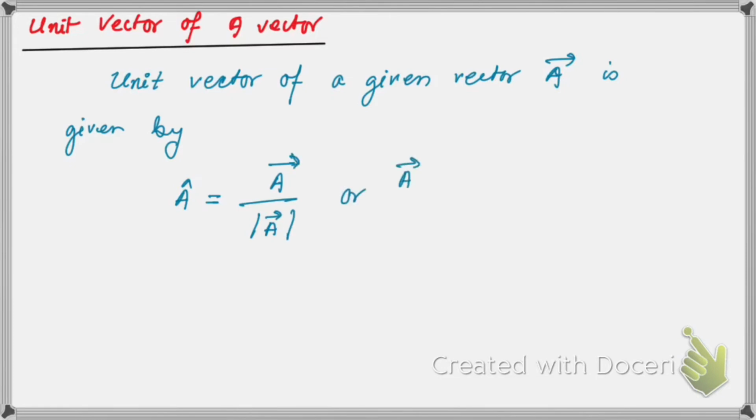Or you can write it this way also, because the magnitude can simply be written as just a, without giving the vector symbol, the arrow head, on the letter that represents the vector. So here you see, this is vector a. How do we find the magnitude of this vector a?